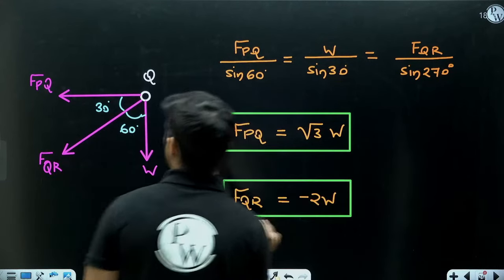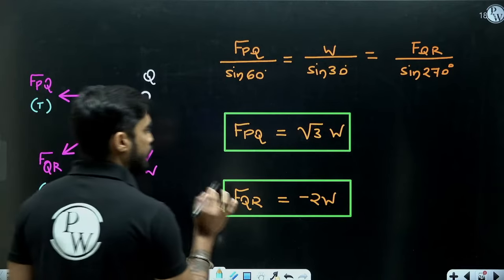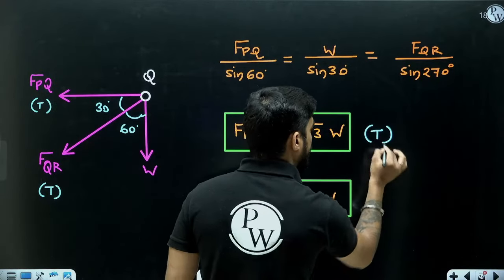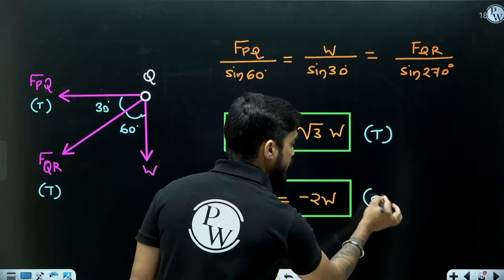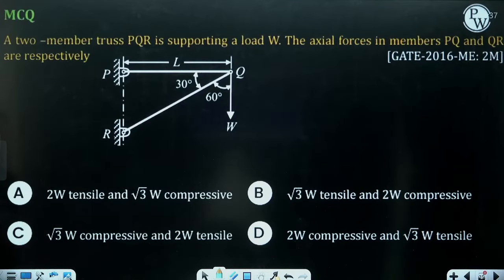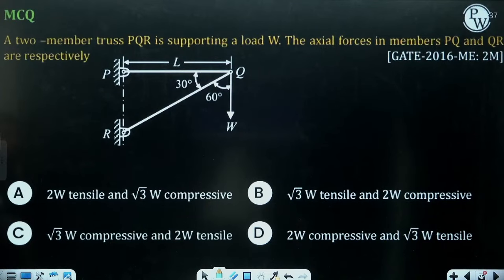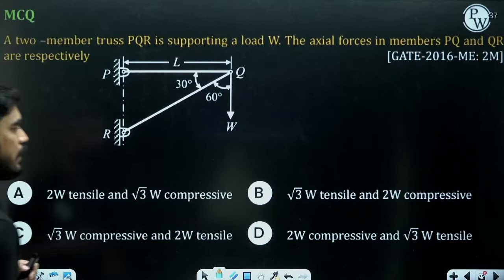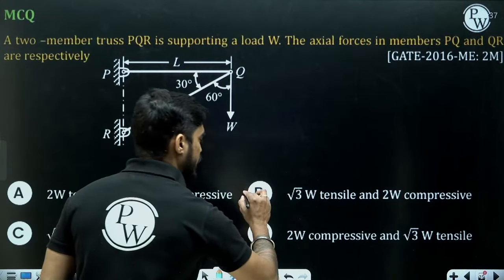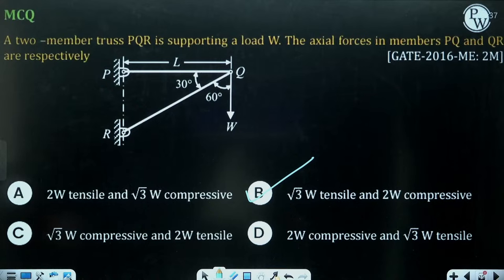So easily we can get FPQ and FQR. Now we have assumed both of these to be tensile. And we are getting FPQ positive, so this is tensile, but we are getting FQR negative, so this is compressive. So what will be the answer? FPQ is root 3W tensile and FQR is minus 2W compressive. So root 3W tensile and 2W compressive. This is the correct answer. Okay. So you can expect this type of question in GATE.